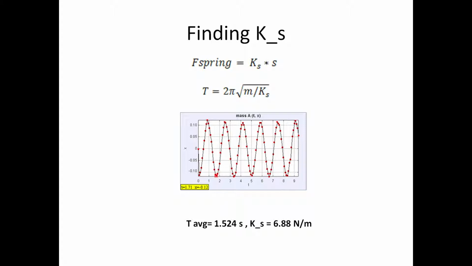From our two equations that we're going to use to build our computer model, we need to calculate a few things. First, we need the spring stiffness, or K sub s. Using the definition of a period in our data from tracker, we can calculate this. By picking three sections where the mass has made a complete oscillation, we can find the average period. By plugging this into the equation already stated, we find K sub s to be 6.88 newtons per meter.